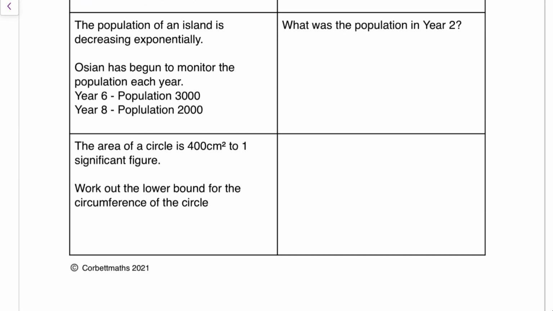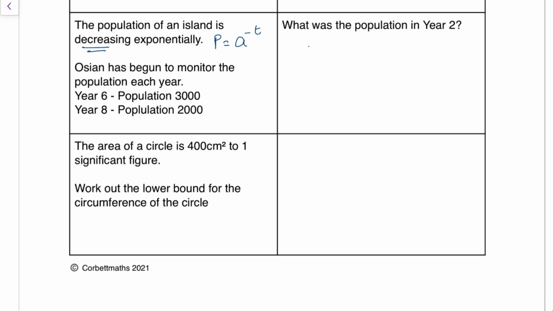Next question. The population of an island is decreasing exponentially, which means the equation is going to be the population is equal to a to the power of minus t. Now you could use y and x, but here I'm trying to say that p, the population, is some number that I don't know to the power of a negative time because it's going down as time goes on. Then it tells me that someone has measured the populations each year, and in year 6 it goes from, so actually I don't need to use the exponential, do I? I could just use a scale factor.